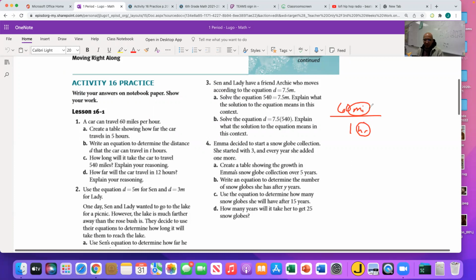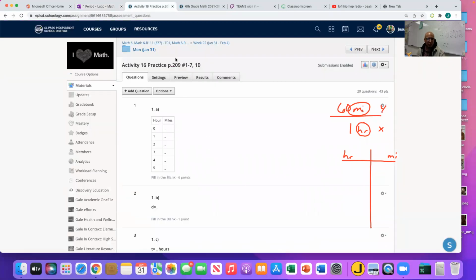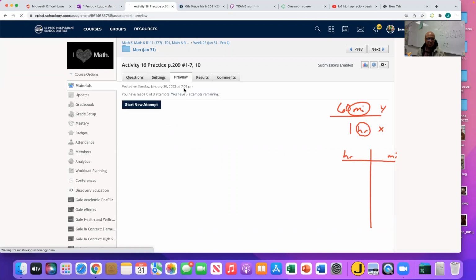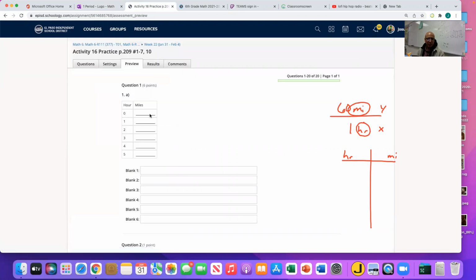And as we have seen in the past, it is always going to be your dependent variable on top, your y variable, and your independent variable, the one that comes first, on the denominator. So our hours or our time is affecting, as we change the time, that's going to affect the miles, how far something is traveling. So let's go ahead and make a table. And notice that when you go to Schoology, that table is there for you. So it's actually pretty easy to simply put it in there. But I do want you to put it in your notebook if you can.